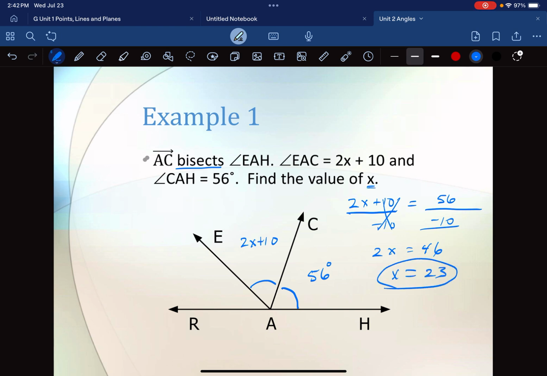And for the first time, they actually just wanted x. They didn't want an angle. They could have asked for an angle, I suppose. But we already knew the angles in there. We could have asked for angle RAE. We don't know what that is. So they could have done that. All right.